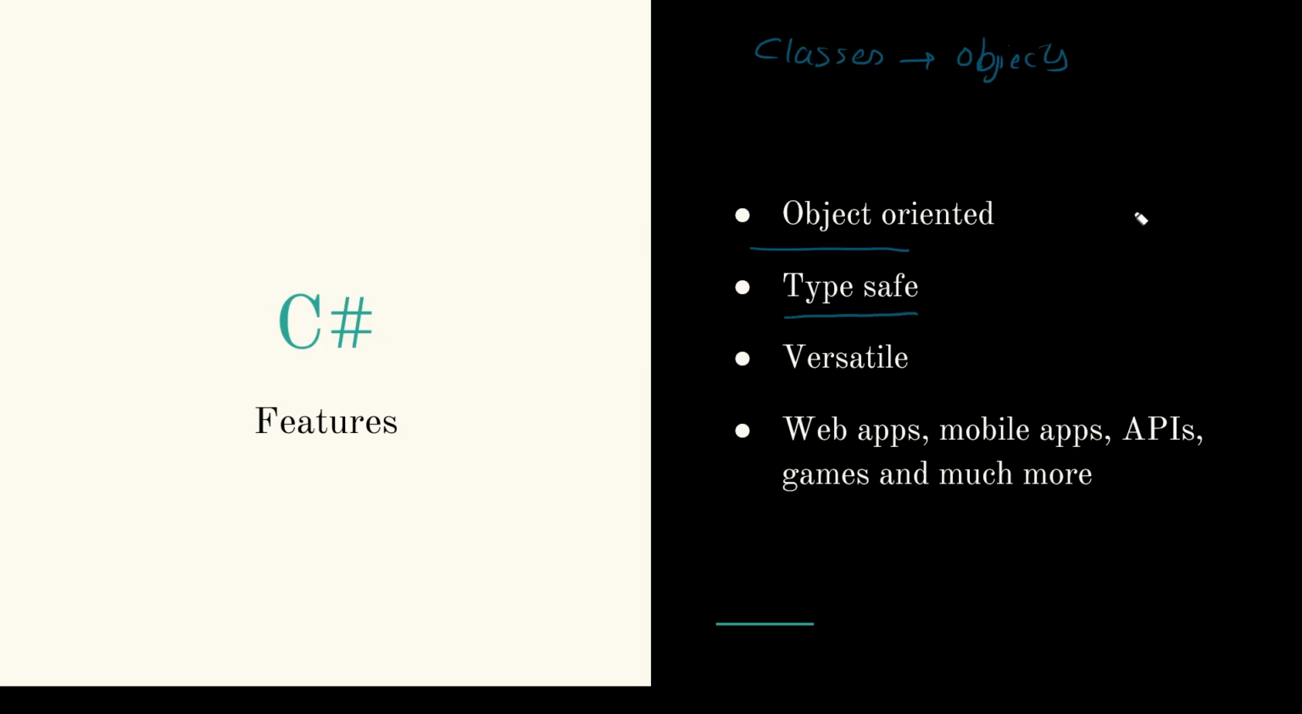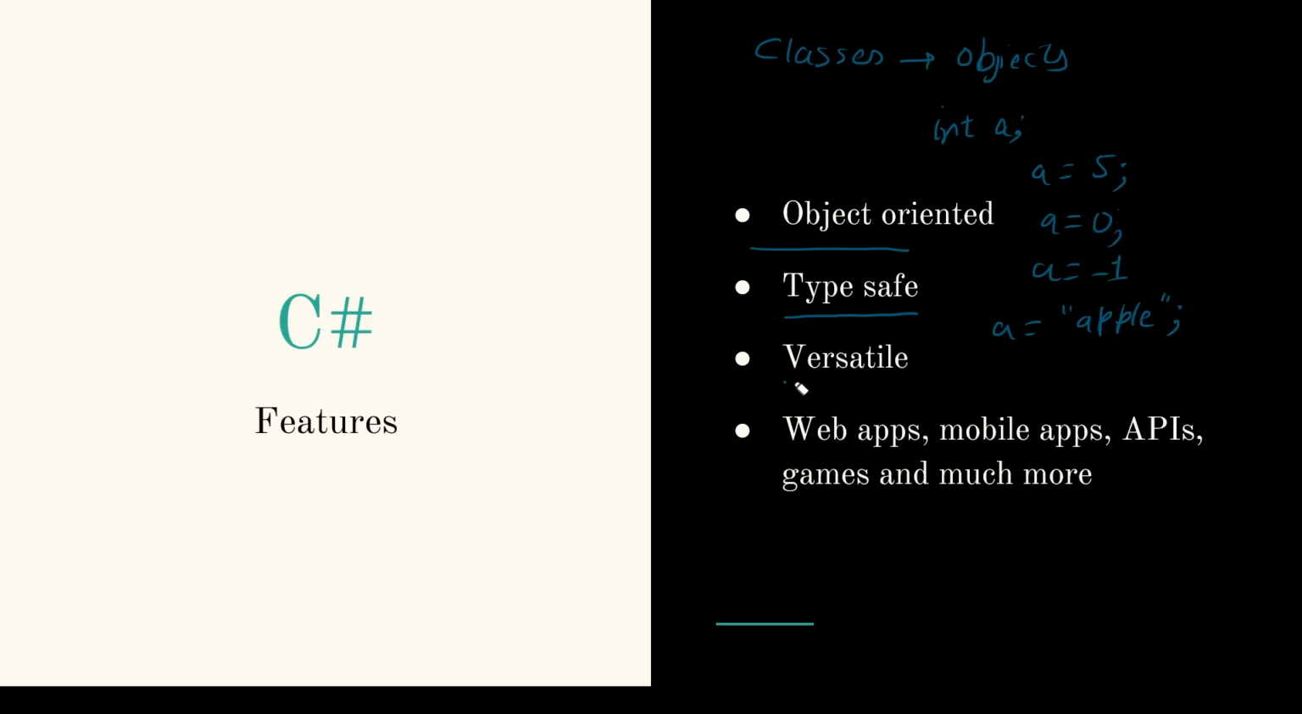Second feature is type safety. C Sharp provides us type safety, which means if I declare anything of integer type, let's say integer a, I will be able to store only numbers in this variable. I can say a equal to 5, I can say a equal to 0, I can say a equal to -1. I won't be able to say a equal to apple. If I try to do this, the C Sharp compiler will yell at me and it will throw me an error.